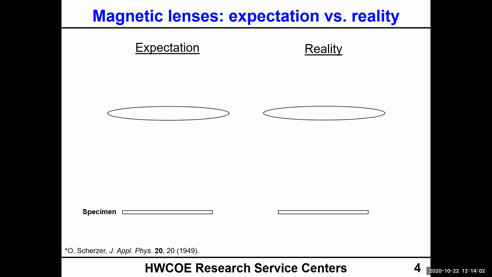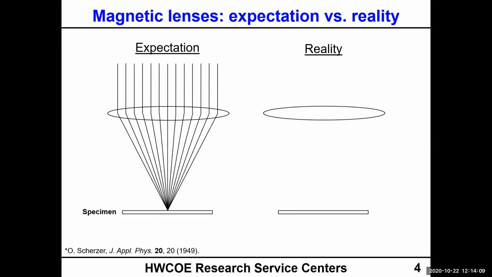Okay, so you have a lens here. In this case, it is a convex lens, okay? And you can think of each of these lines here as an electron that's coming through the lens. So what you expect to happen is all of the electrons come through and they get focused to the same point on the sample, okay?